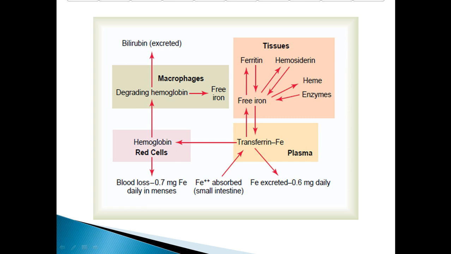So in plasma, iron binds with transferrin, while in tissues, iron is in free form as well as mainly in stored form, that is ferritin. So there is interconversion between ferritin and the free form. So the amount of iron which is required by the body is in free form, and which comes from the stored part of iron, that is ferritin.